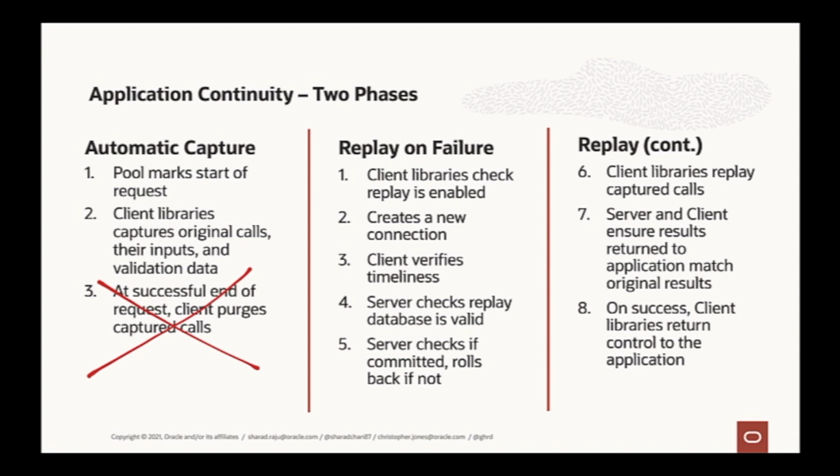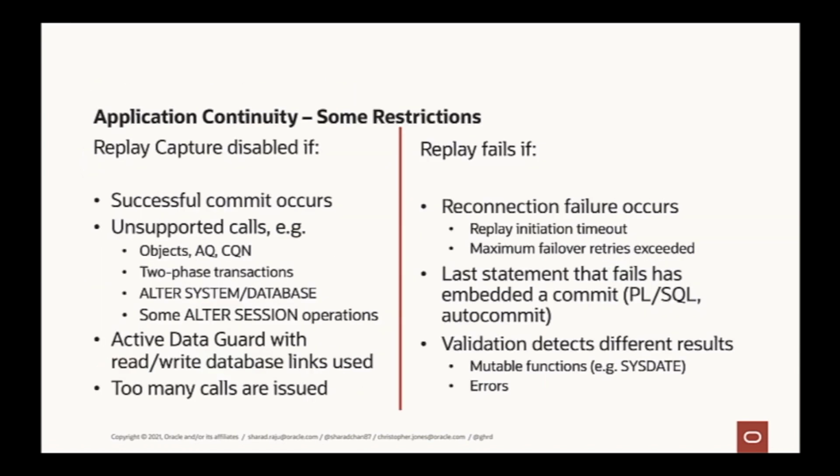And on success, client libraries return control to the application. So from the application point of view, everything was as it was. The application didn't know anything at all happened. Maybe a slight time delay, obviously, as we're creating a new connection, replaying some work and doing the cross-checking. But something failed internally, and it was recovered internally without the application being aware of any problem.